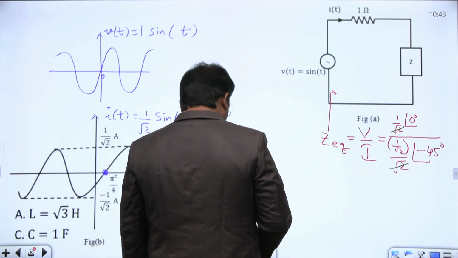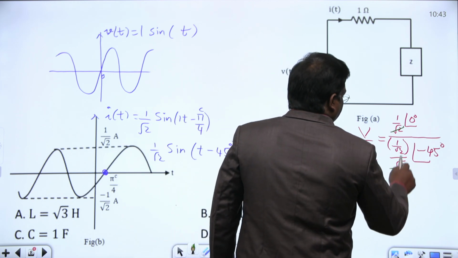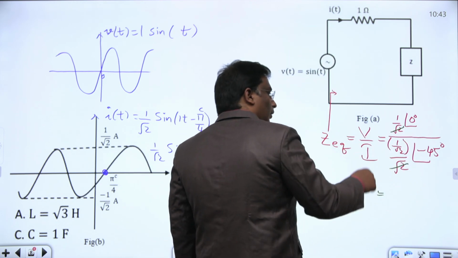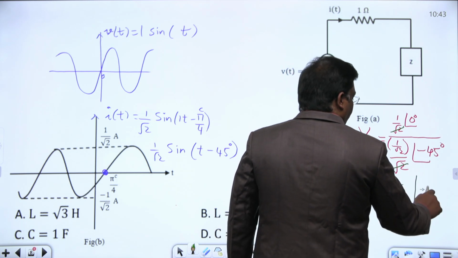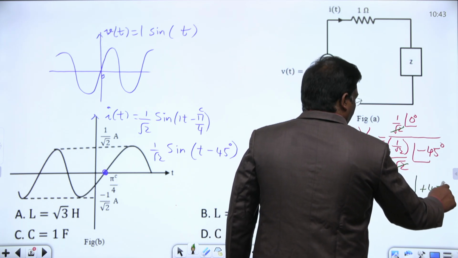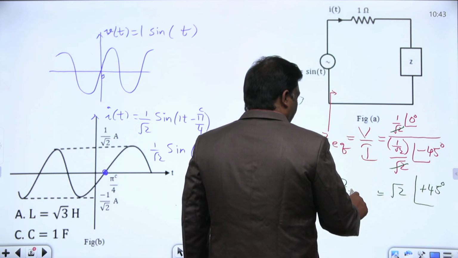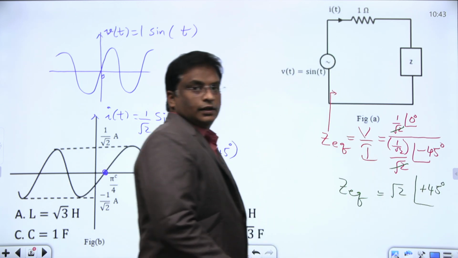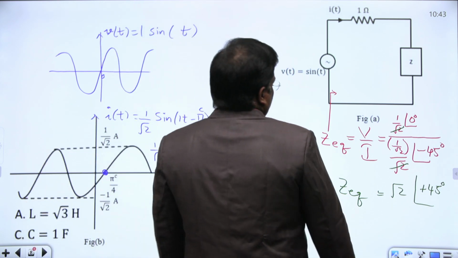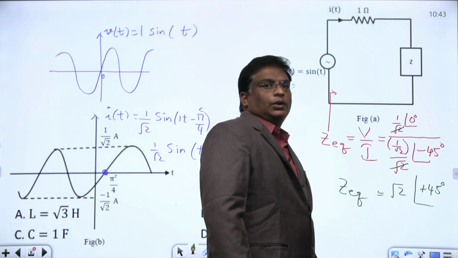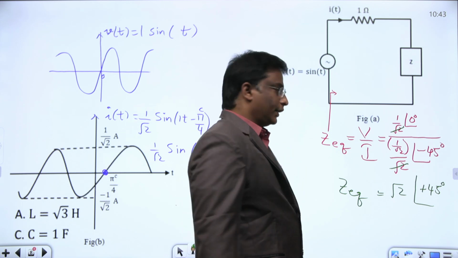What is the information we got here? This 1 by root 2 in the denominator, when it goes to the numerator, becomes root 2. Minus 45 in the denominator becomes plus 45. This is the equivalent impedance seen from the source, Z equivalent. This is in polar form. Let us convert into rectangular form.